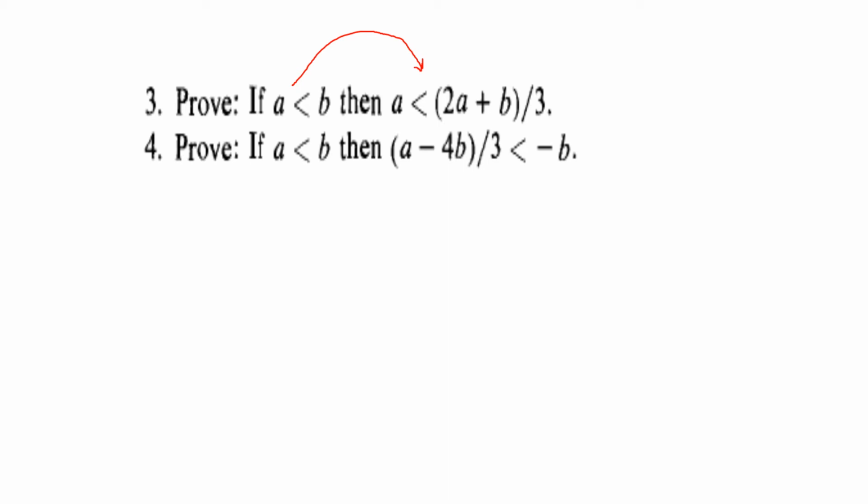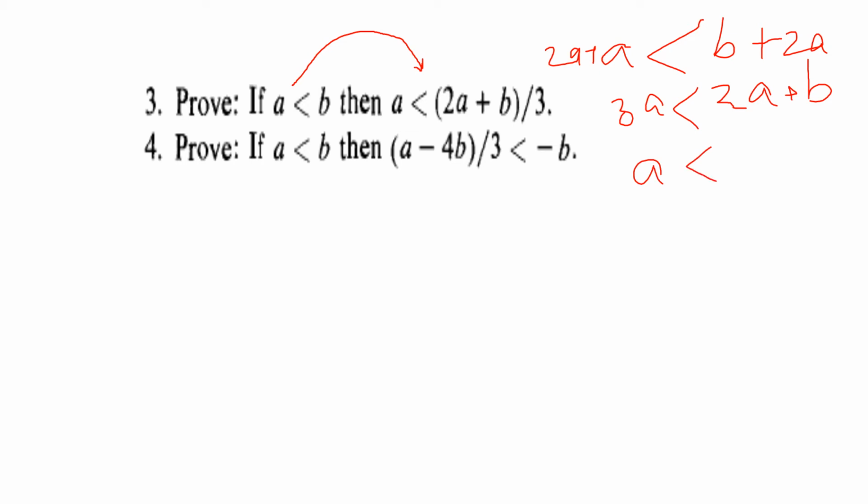We will take this inequality, A is less than B. Now we see that on the right hand side we have 2A. Therefore add 2A on both sides of the inequality. This is 3A, which is less than 2A plus B. And if we divide both sides by 3, we obtain the desired result. Similarly, we can prove the fourth question. Let you try to solve the fourth problem.